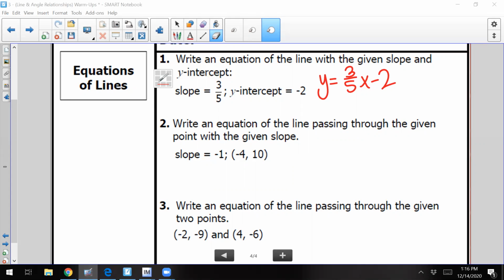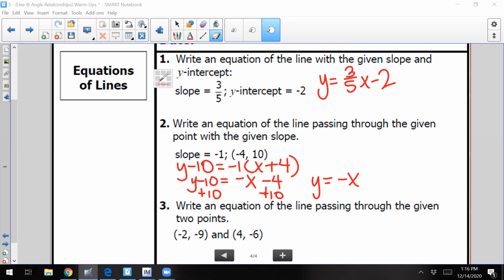Then, if we look at number 2, you've got y minus 10 equals negative 1 times x minus a negative 4. So minus a negative 4 becomes plus, and then we distribute the negative 1, so minus x minus 4, and we add 10. So that equals y equals negative x, plus 10, so plus 6. Is that what you got? Those of you that did it?